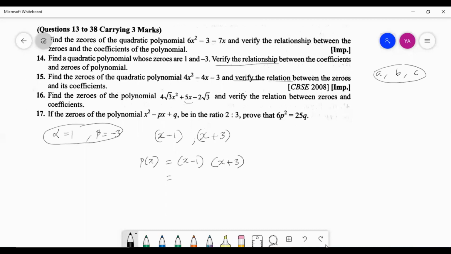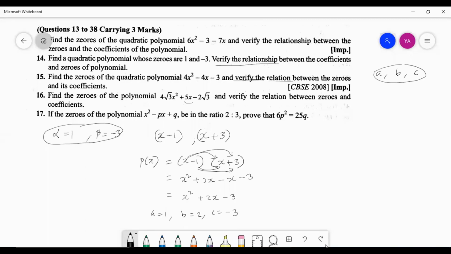How will the product be? X minus 1 into x plus 3. X into x is x square, x into 3 is 3x, minus 1 into x is minus x, then minus 3. Now arrange in the standard form: x square, then plus 2x, then minus 3. Now what is a, what is b, what is c? a is 1, b is 2, c is -3.